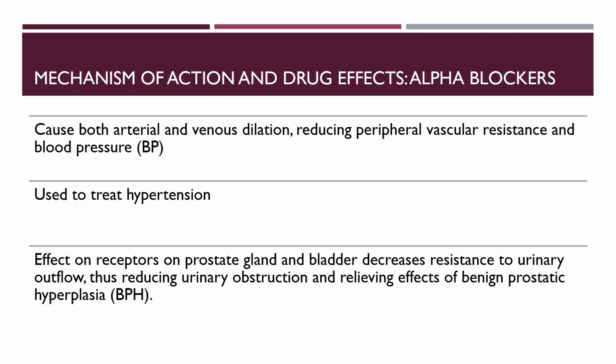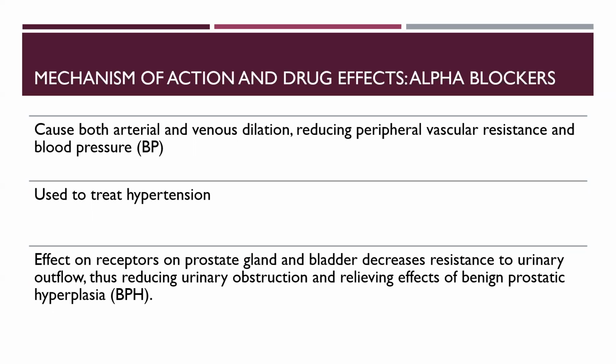So for the mechanism of action of your alpha blockers, remember before we get into this, what did your alpha receptor do? Did it cause vasoconstriction or vasodilation? Vasoconstriction, exactly. So if I'm blocking that, what do you think is going to happen to my blood pressure? It's going to decrease. It's going to have that vasodilation. So when I'm talking about alpha blockers, they can cause your blood pressure to go down.